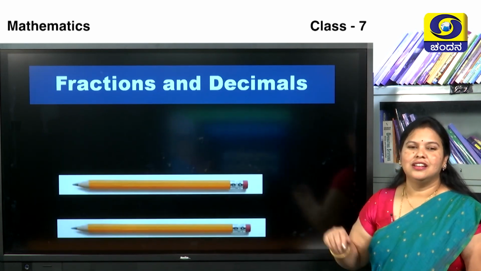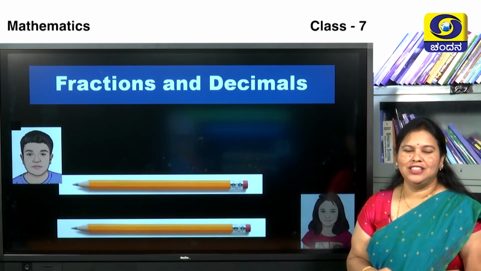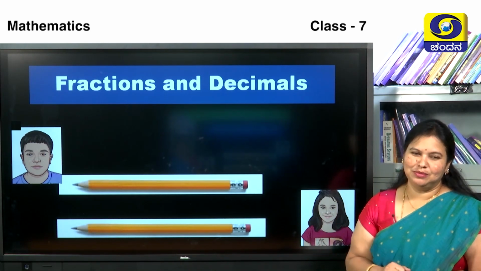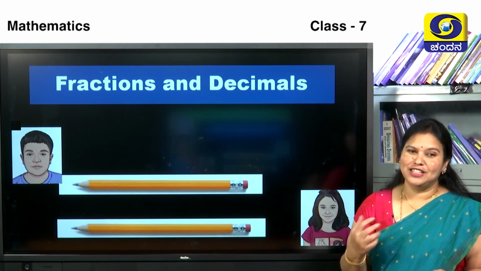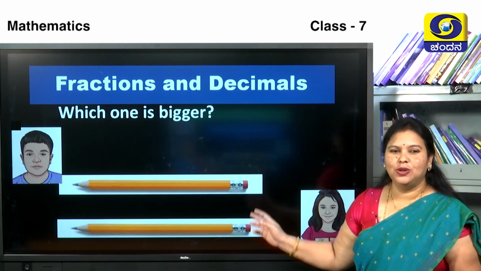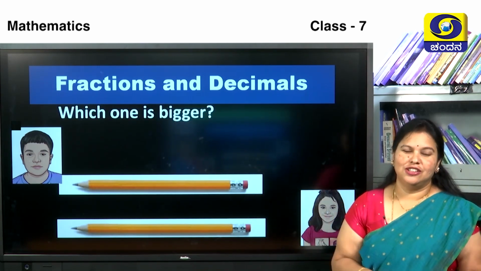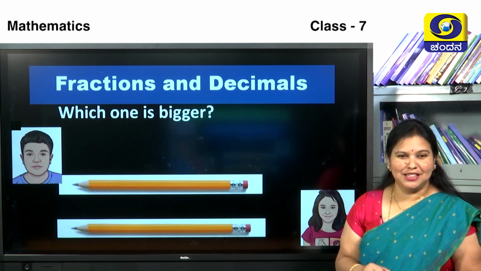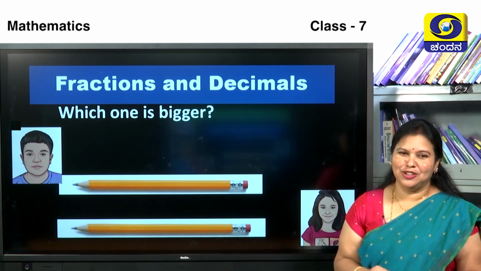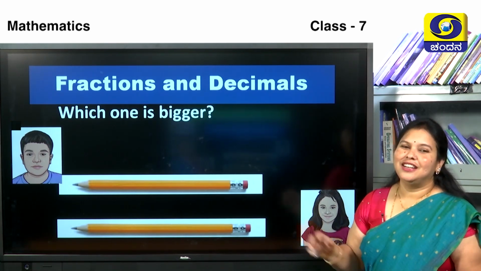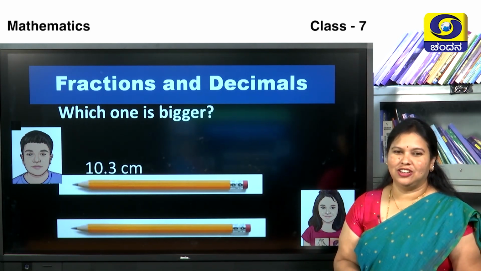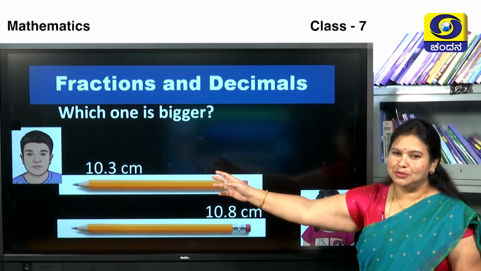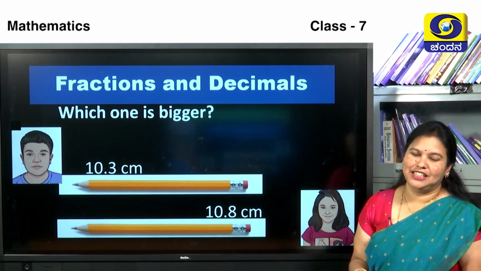Here, Harsha and Prithvi are having pencils with them. They are fighting with each other that I have got a bigger one than you. These two are almost the same in their lengths. So, what would you do by this time? You are using a scale, no? Yes. Let us measure it exactly. So, these are the measurements we got, 10.3 centimeter and 10.8 centimeter.